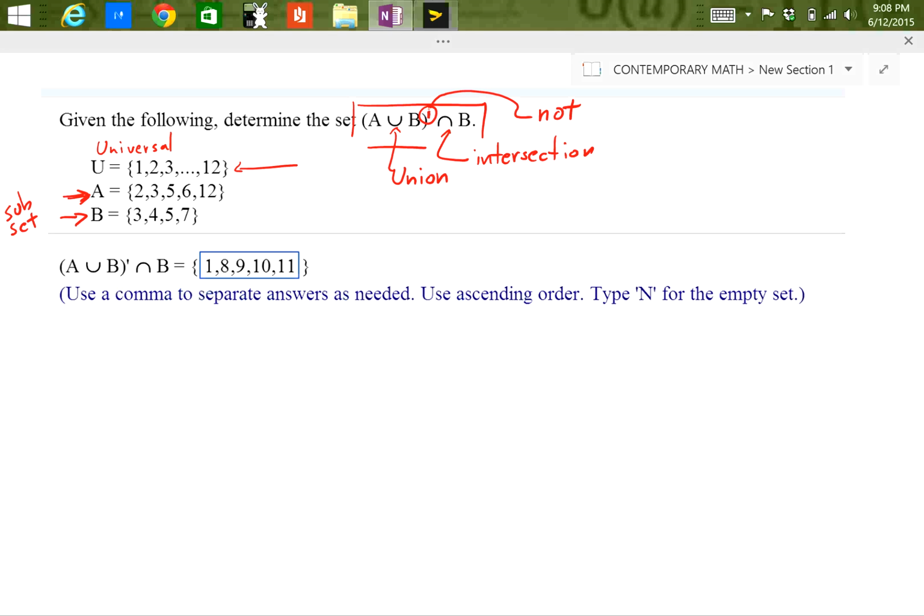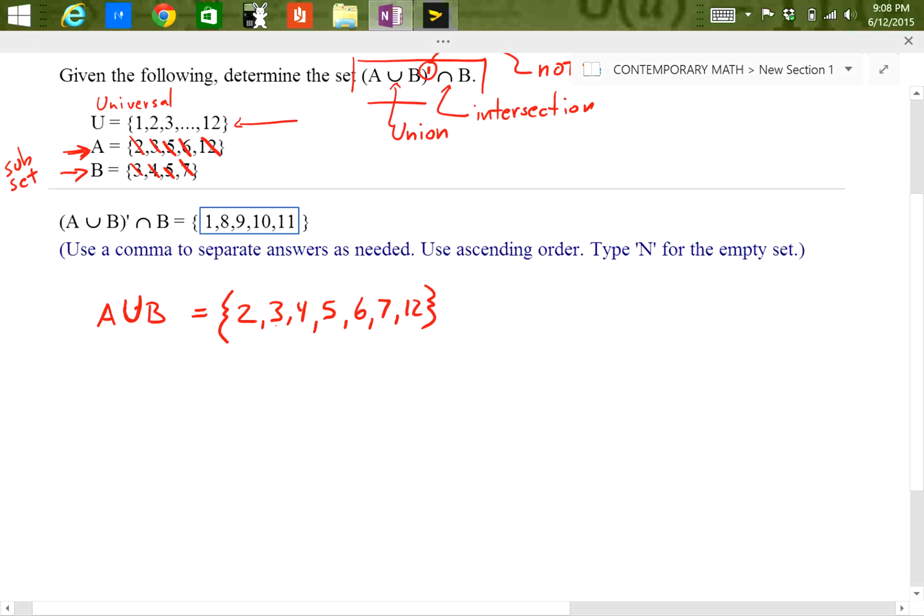So let's work through this one piece at a time. Again, the principle is working from inside out. So we first want to do A union B. And if you recall, union represents the combination of A and B. So if I combine all of the elements in A with all of the elements in B, let's see, I've got 2, 3, which is in both of them, but I'm only going to keep one of them. I've got 4, 5 is in both, but again, I only keep one. I have 6, 7, and 12. So the set of numbers 2, 3, 4, 5, 6, 7, and 12 represents the union of A and B. It's everything that was in A and everything that was in B combined together. And if there are repeats, you just keep one of them.